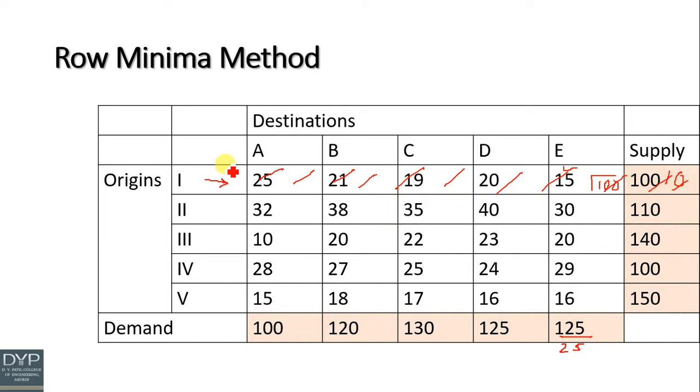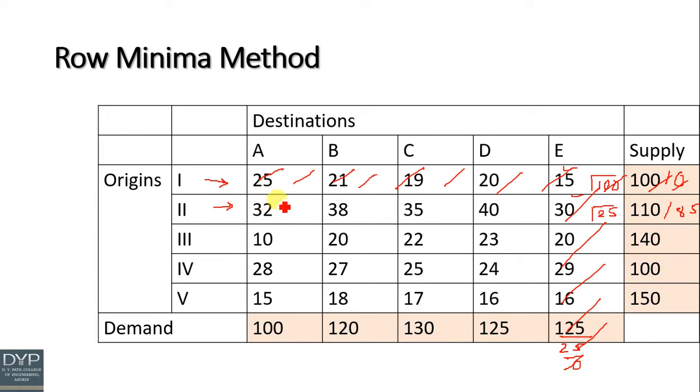Come to the second row. Now in this, find out again what is the minimum cost cell, which is 30. So I will be assigning the minimum of 25 and 110, which is 25. So here it is 0 and here 110 minus 25, so 85 are remaining. So at present I am removing this column. But now as the name is row minima, the row is still not fulfilled. So we will be dealing with the same row again.